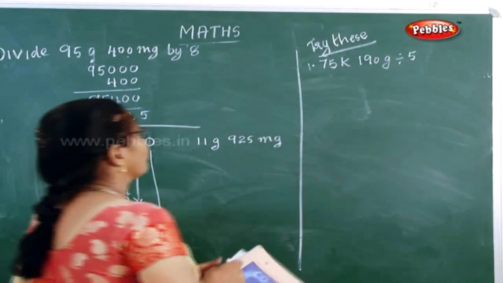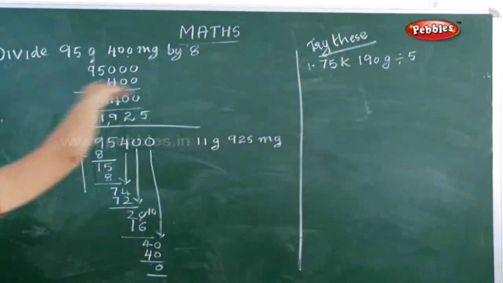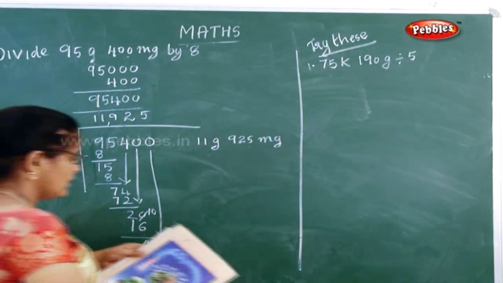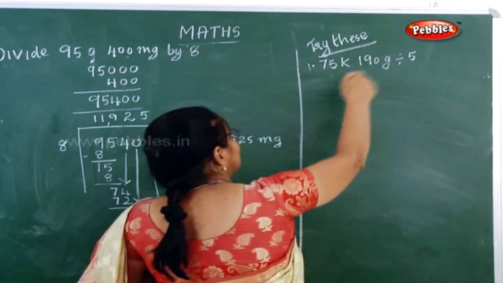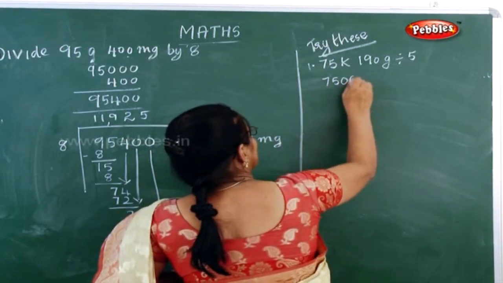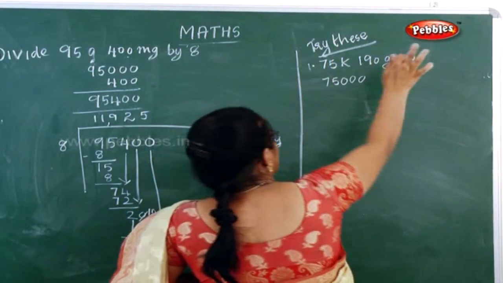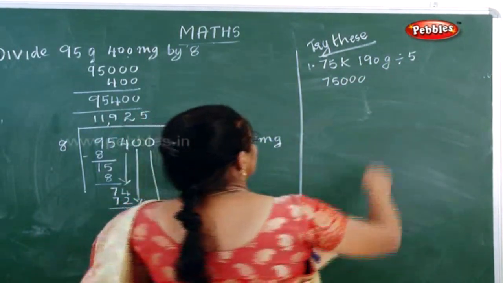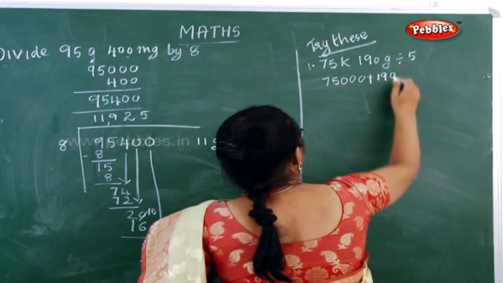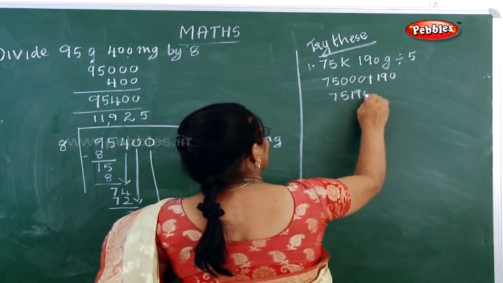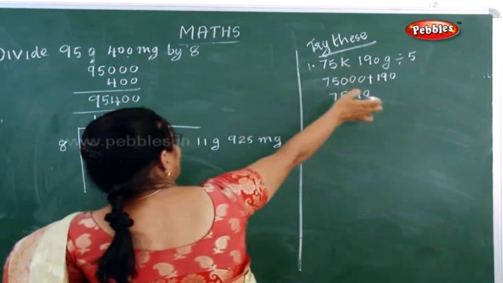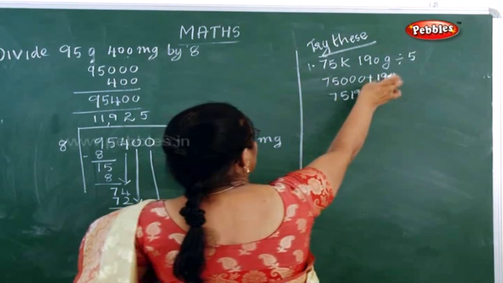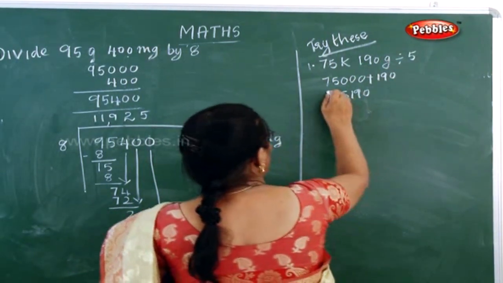Now immediately I told you, when you want to convert kg into gram, you have to multiply it by 1000. So this will become 75,000, because when you are converting kilogram into gram, you are multiplying. So 75,000 plus 190, you will get 75,190. Is it clear now? When you want to convert kilogram into gram, you are multiplying with 1000. So 75,000 plus 190, you get 75,190.